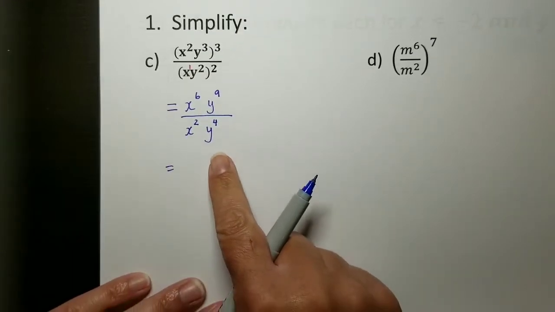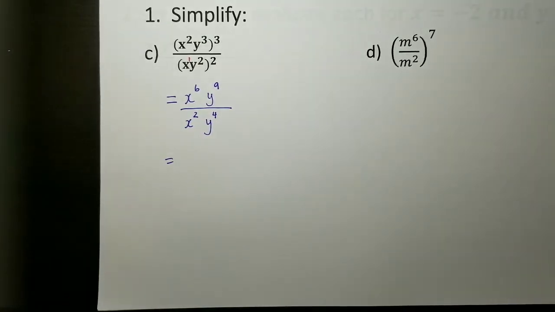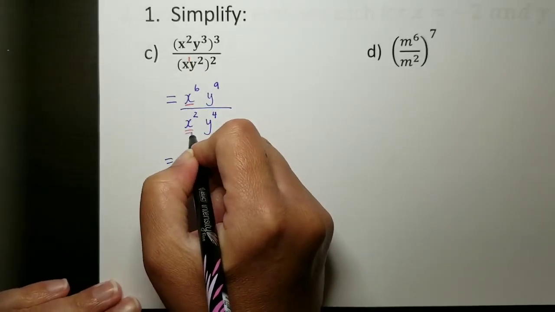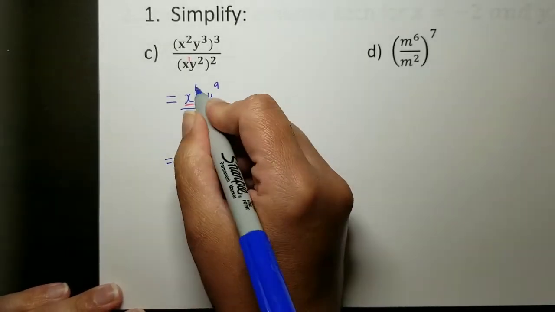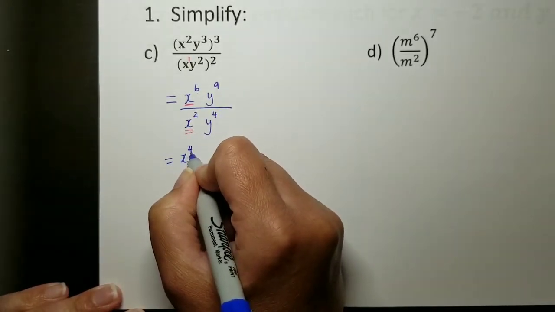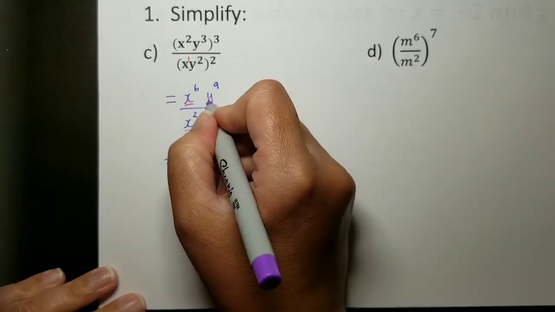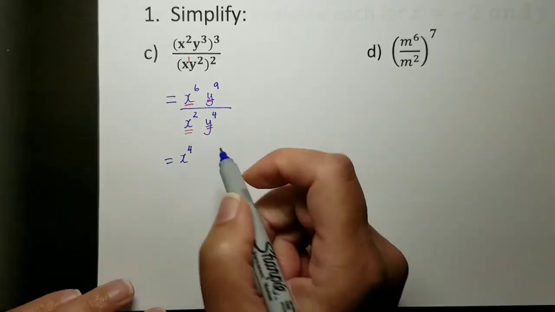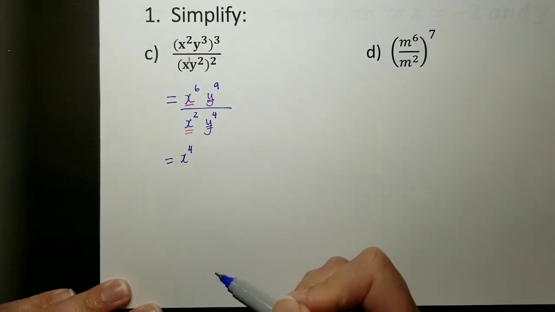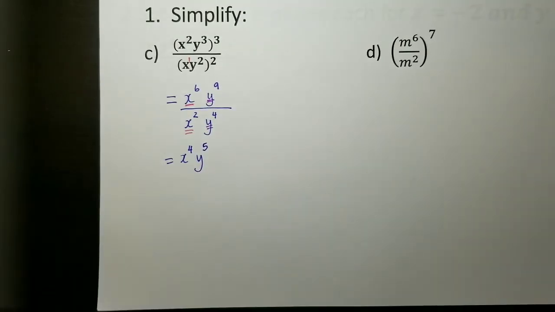Now this goes back to one of the questions that you would have done in lesson 2. I now have dividing and I have same bases. So here I'm dividing two powers, both with base x. I'm going to keep that base the same and subtract my exponents. 6 minus 2 is x to the 4. Over here, I'm dividing, and I have both base y. So y to the exponent 9 divided by y to the exponent 4, keep the base the same and subtract those exponents. So that's one of the rules from day 2.